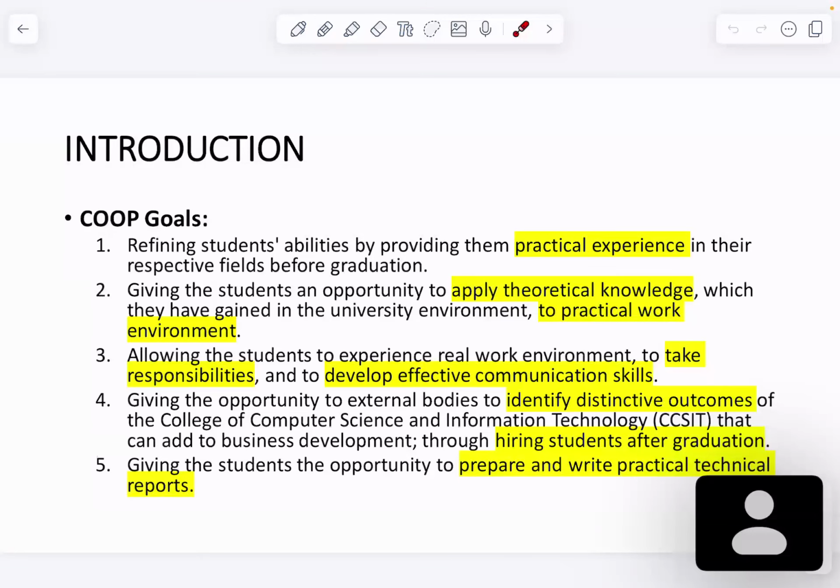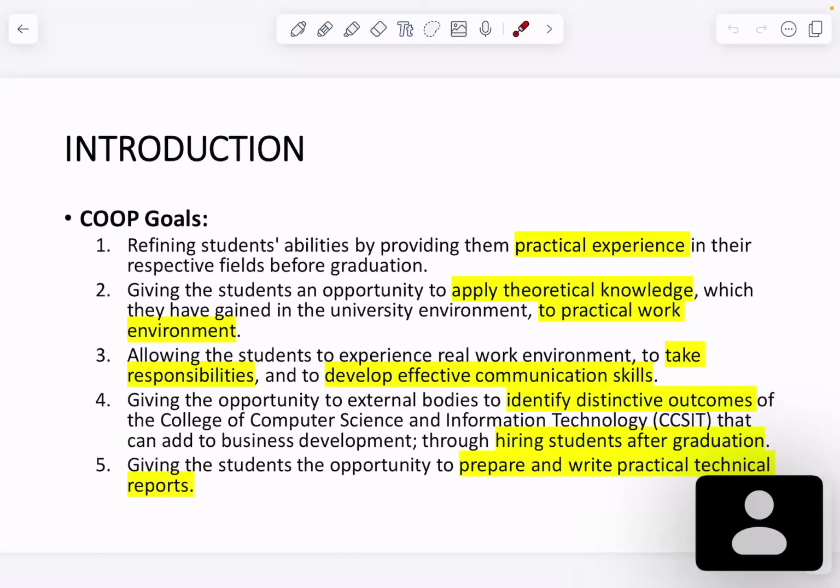So you can see practical experience. We hope that's what you will get: practical experience, not just reporting and just following the instructions of the site supervisor without having real practical experience. Another goal is to give you an opportunity to apply theoretical knowledge in practical work. Now you have a lot from your courses, so it is the best way for you to practice the theoretical knowledge.